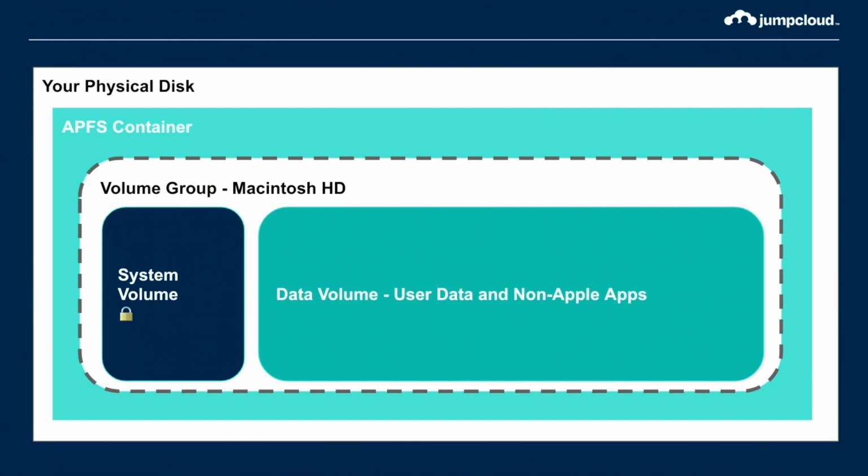This is what we saw. We now had this volume group, and over on the left-hand side, there was a system volume where the operating system lives, and you can see it's locked, it's read-only, it's not for you, the admin, to do anything with. And you also have a data volume over here with user data and non-Apple applications. It's just a separation of those two powers.